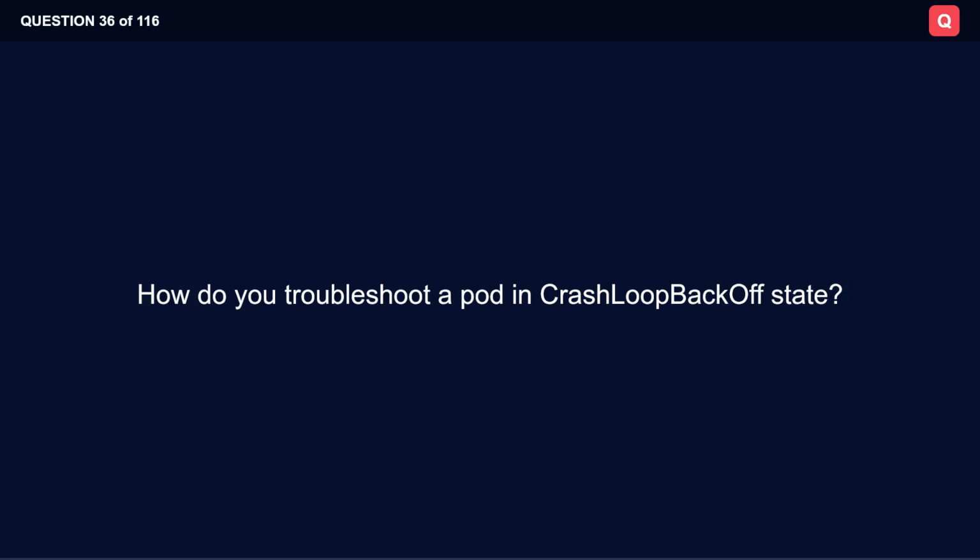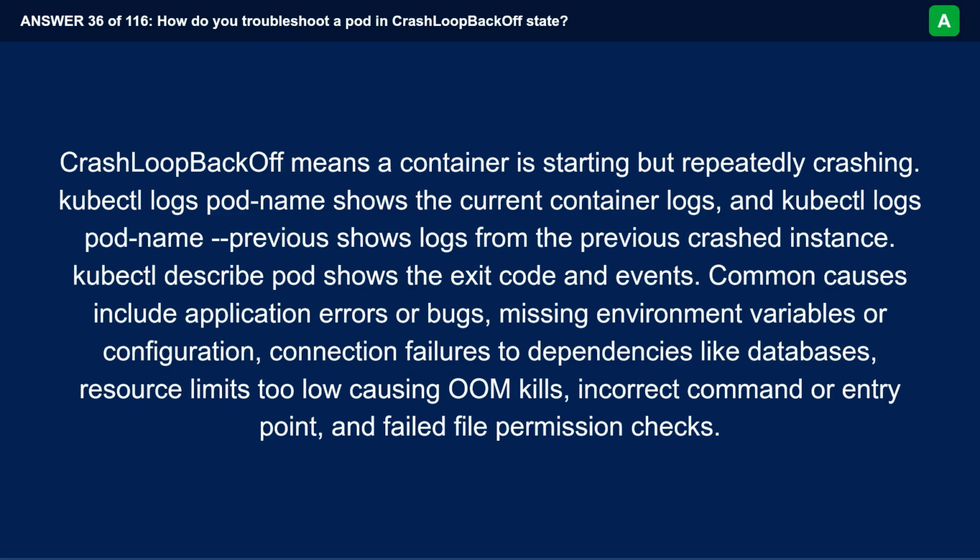How do you troubleshoot a pod in crash loop backoff state? Crash loop backoff means a container is starting but repeatedly crashing. kubectl logs pod-name shows the current container logs, and kubectl logs pod-name --previous shows logs from the previous crashed instance. kubectl describe pod shows the exit code and events. Common causes include application errors or bugs, missing environment variables or configuration, connection failures to dependencies like databases, resource limits too low causing OOM kills, incorrect command or entry point, and failed file permission checks.